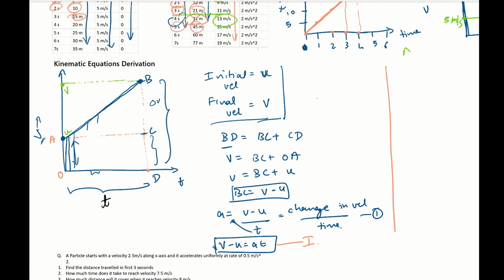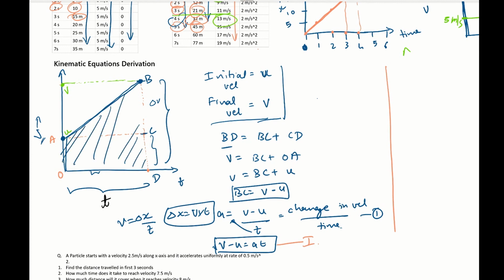All right, so let us try to derive the second equation now. What we want to do for the second equation is derive a relation between position and time. The relation we have already established is V is equal to the change in position by time, delta x by delta t. So delta x is the velocity times the change in time, meaning that if you calculate the area under this graph, you will get the change in position, or the position of an object, right?